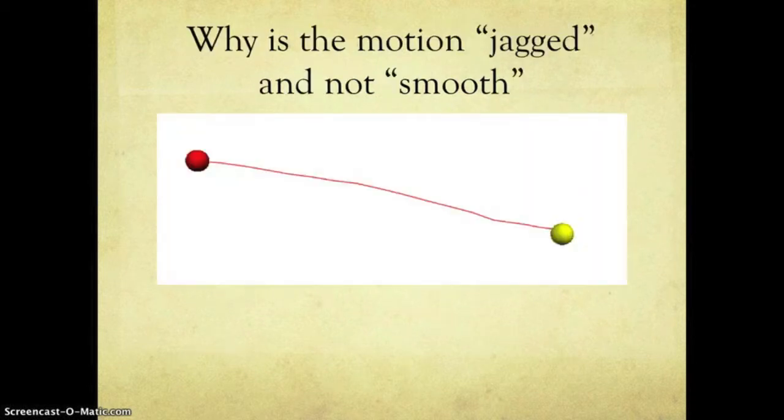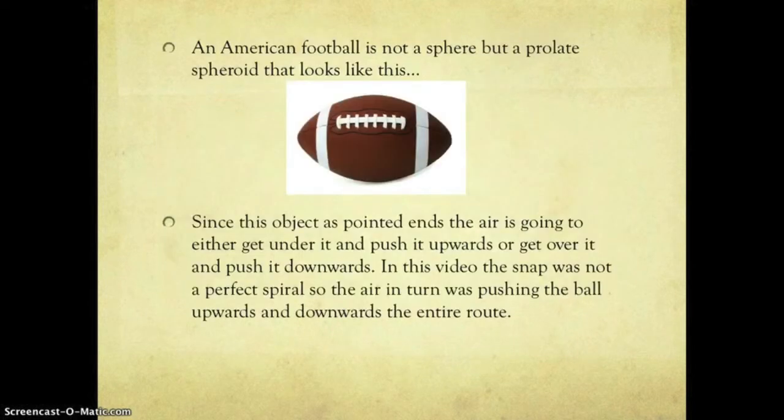The second question states, why is the motion jagged and not smooth? Well, an American football is not a sphere, but a prolate spheroid that looks like this. Since this object has pointed ends, the air is going to either get under it and push it upwards or get over it and push it downwards.